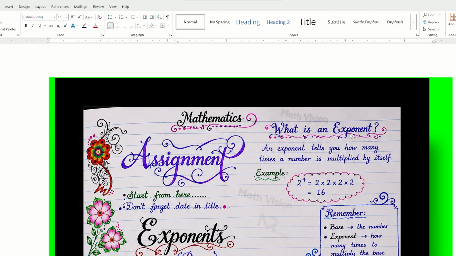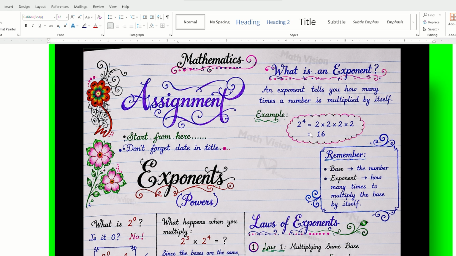What is an exponent? An exponent tells you how many times a number is multiplied by itself. For example, 2 raised to power 4. How many times do we multiply? 4. 2 multiplied by 2, 2 multiplied by 2. Here 2 is multiplied 4 times. 2 2s are 4, 4 2s are 8, 8 2s are 16. So 2 raised to 4 is equal to 16.